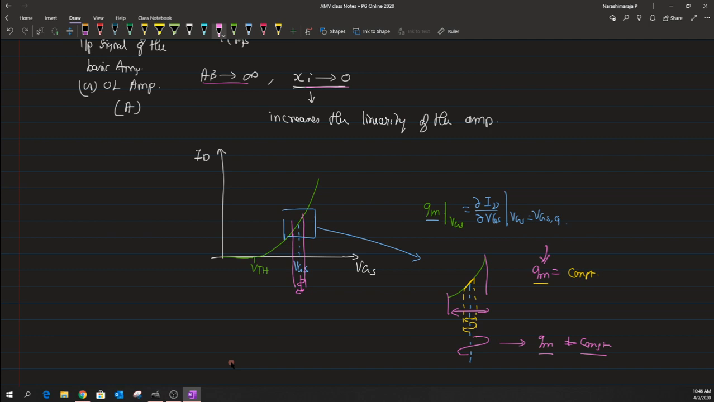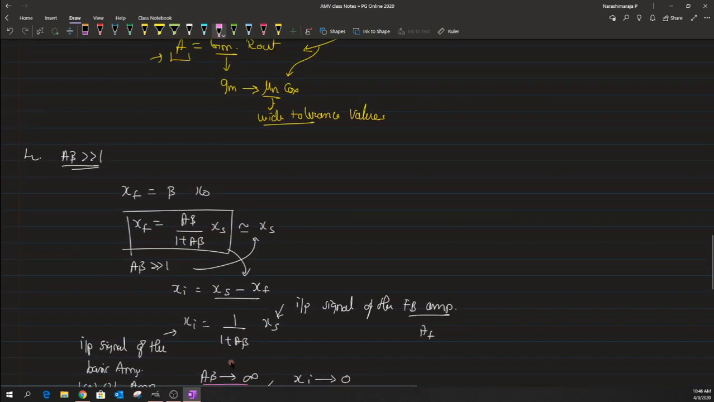that small signal variation maps onto a very small segment of this curvature, and that small segment in general will be a straight line, and due to which we will get a constant gm out of this circuit. And this is something that you have to imagine, okay, through whatever I said.